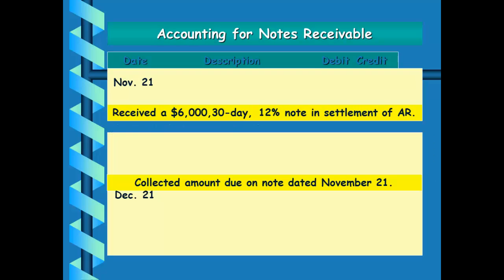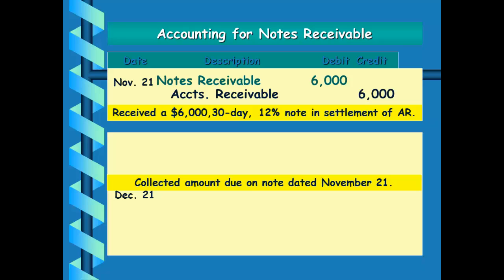Again, this was not on your handout. Let's just look at it for a minute. I receive a $6,000 30-day 12% note in settlement of an accounts receivable. By that, a customer owes me money as an accounts receivable. They can't pay. I make them sign a promissory note. What do I have more of? Notes receivable is an asset that goes up with a debit. What do I have less of in this case? Accounts receivable, an asset, goes down with a credit.